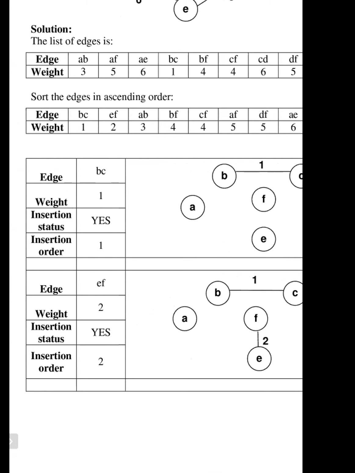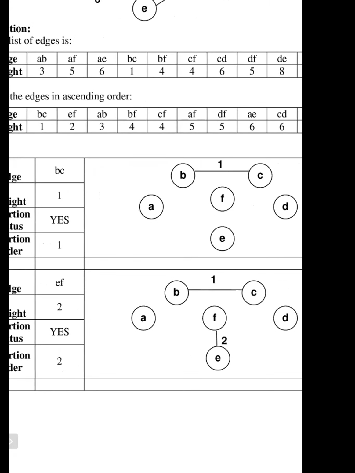So the minimum edge is BC. First you draw the BC edge. The next minimum is EF, so next we draw the EF edge.